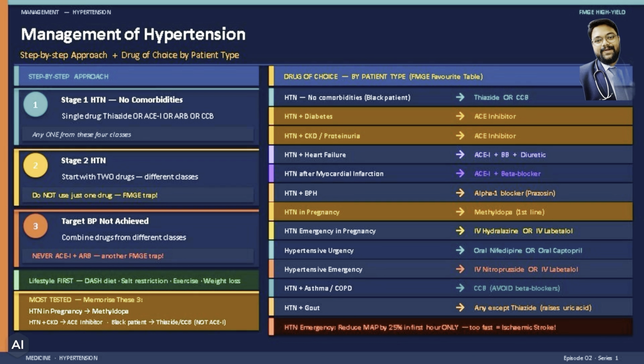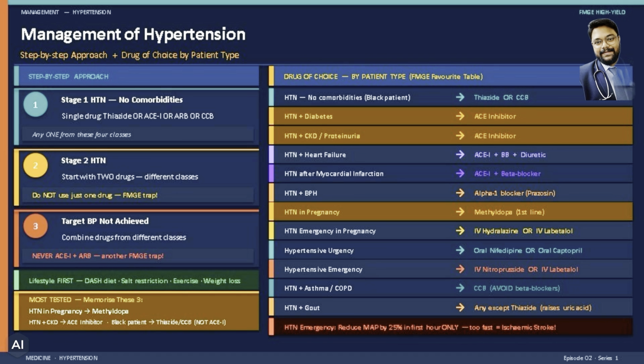Step-by-step drug approach. Step 1. For stage 1 hypertension, in a healthy patient with no comorbidities, start with a single drug. The first line options are thiazide diuretics, ACE inhibitors, ARBs, or calcium channel blockers.